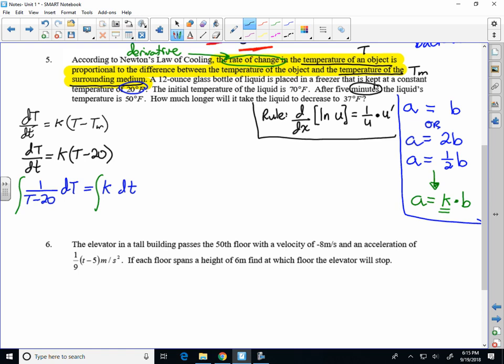So this is a relatively simple natural log case because we haven't gone over u substitution yet, and so you might be thinking, well, I got to do u substitution. There's a u there. We don't need it for this particular problem, right? So it's going to be the natural log of t minus 20.